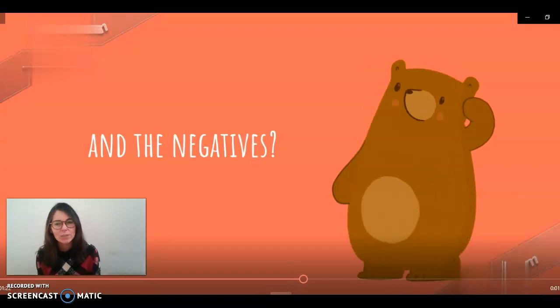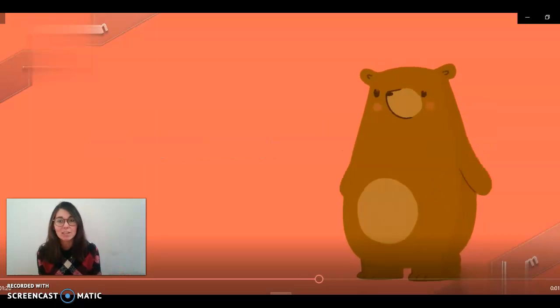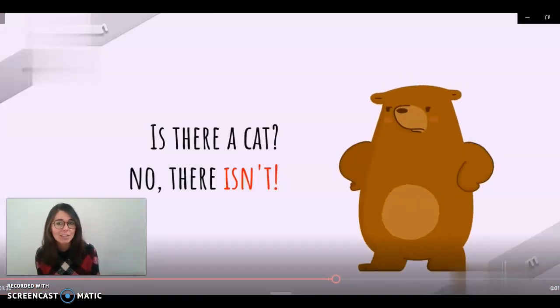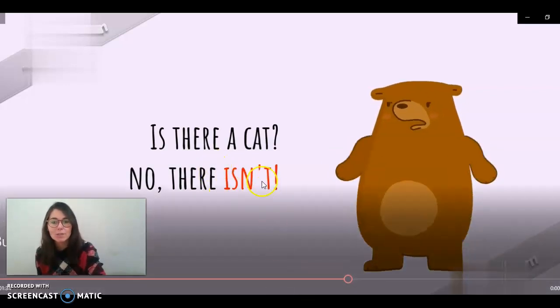And the negatives. ¿Qué pasa cuando no hay? What happens when there's nothing? Right? ¿Qué pasa si queremos decir que no hay? Me preguntan y yo quiero decir no, no hay. So, is there a cat? No, there isn't. Focus there. Fíjense cómo se escribe isn't. No, there isn't. No hay, right? No, there isn't.